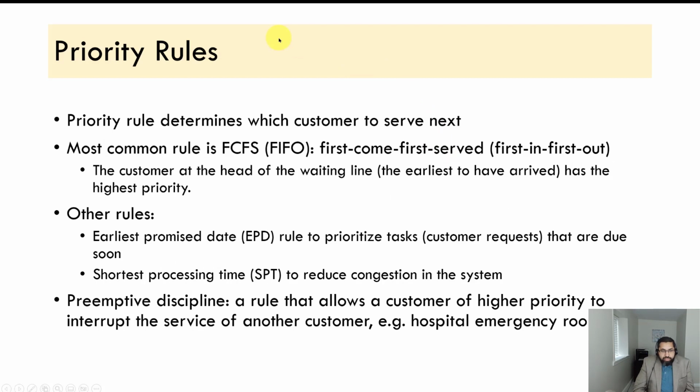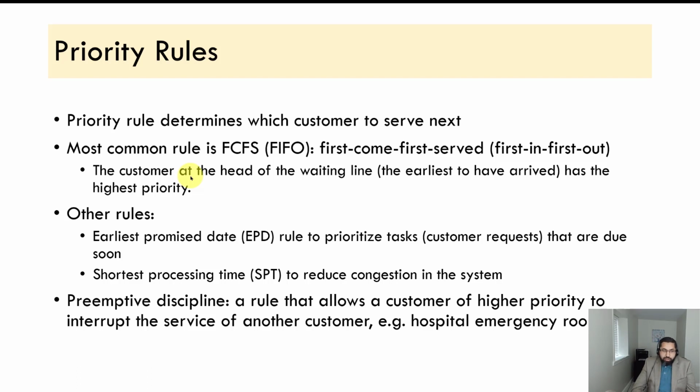Before we analyze the system, we have to look at priority rules. The simplest rule is first in, first out, or first come, first served, FCFS or FIFO. That is, whoever arrives first has priority and will be served first, i.e. you move through the line in the order you arrived. So if you are at the back of the line, you have to go through the line before you can be served.